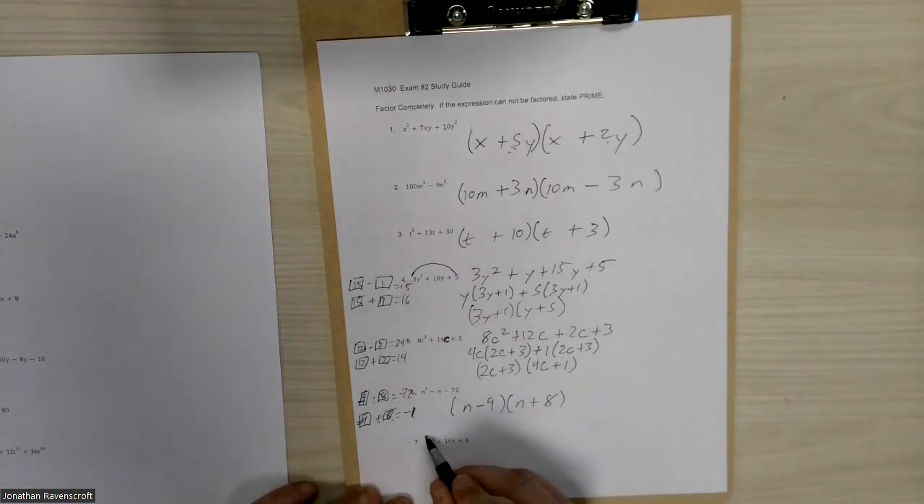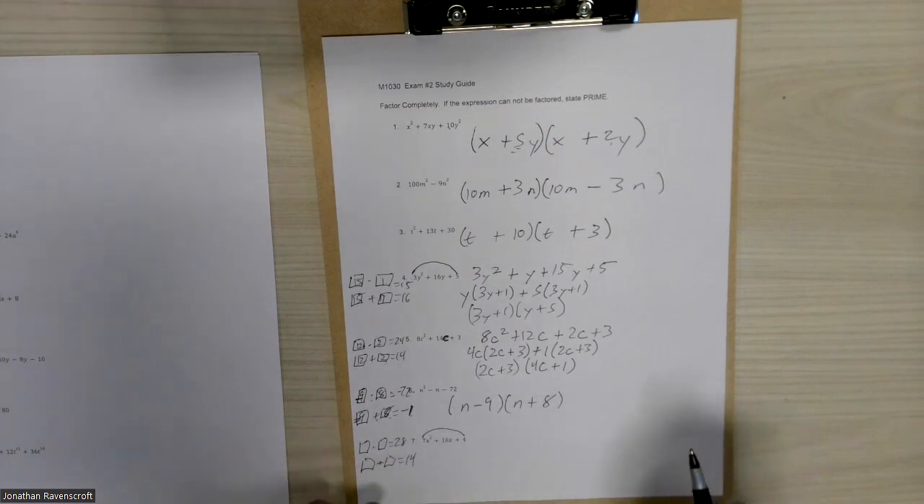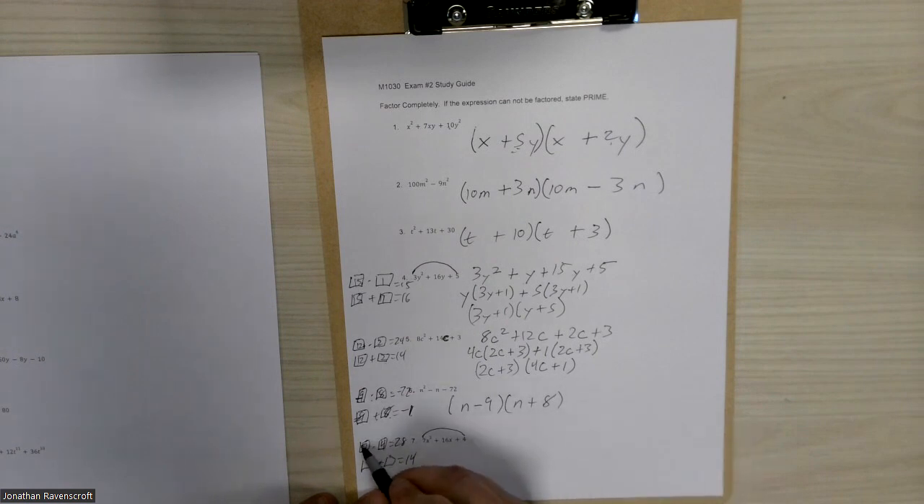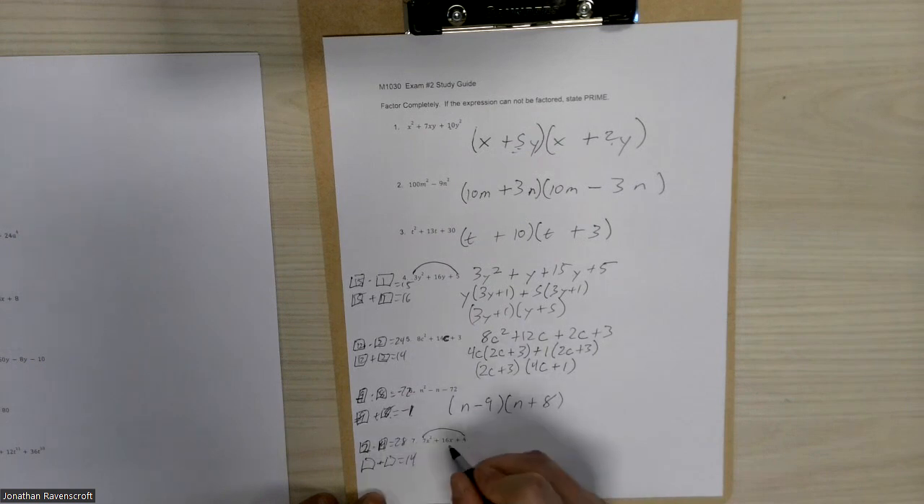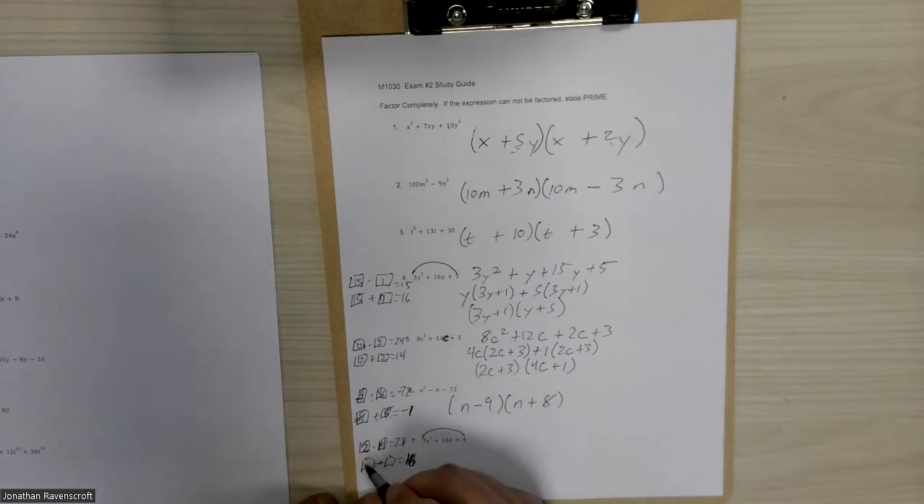AC method on question 7. 7 times 4 is 28. What times what makes 28 adds to make 14? Let's see. We can do 7 and 4. That will make 14. We can do 2 and 14. No, I'm sorry, this is 16. Then 2 and 14 actually works.